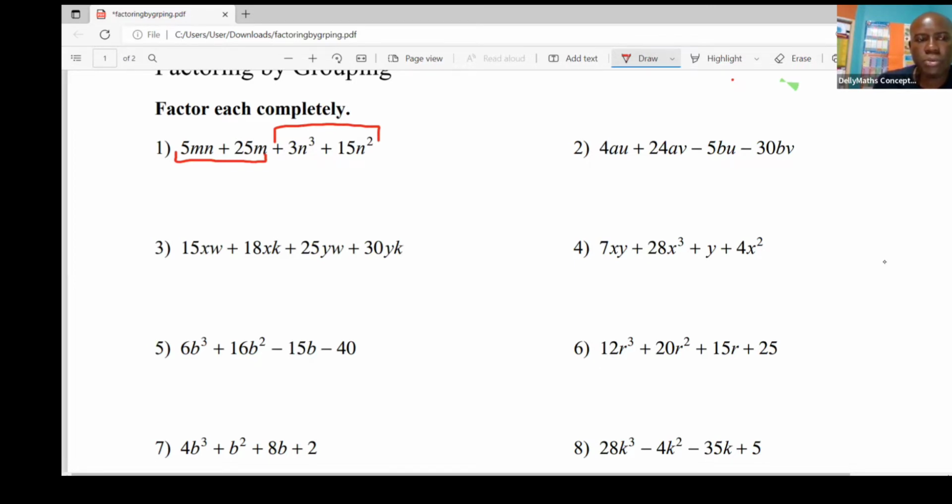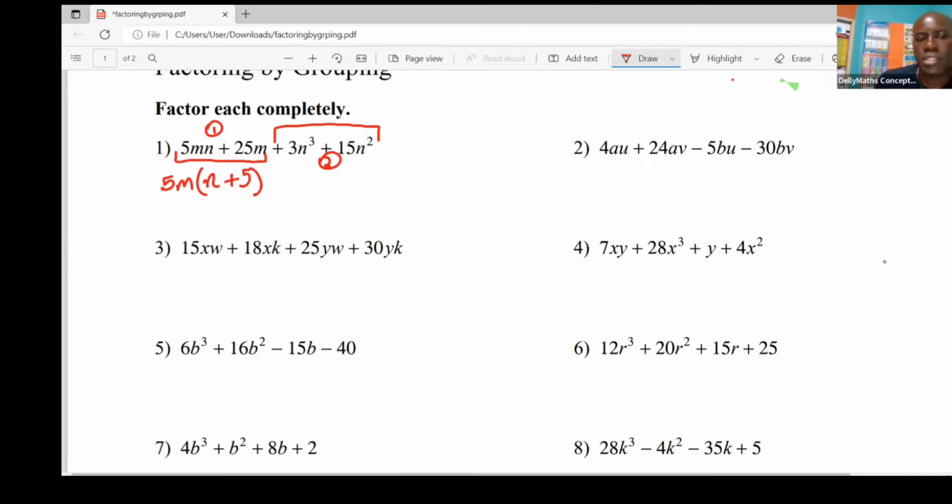So for this pair, I'm just going to put a 1 over this, and this I'm just going to put a 2 here. For each of those pairs, there is something in common. So for group 1, 5m will be the common factor. So what we're going to do is factorize by the highest common factor, group 1. So 5m into 5mn will give us n, and then 5m into 25m will give us 5.